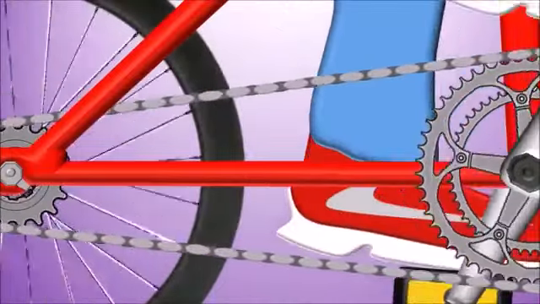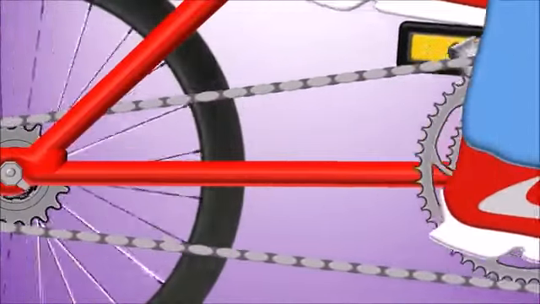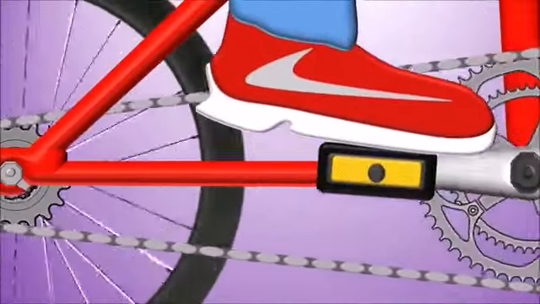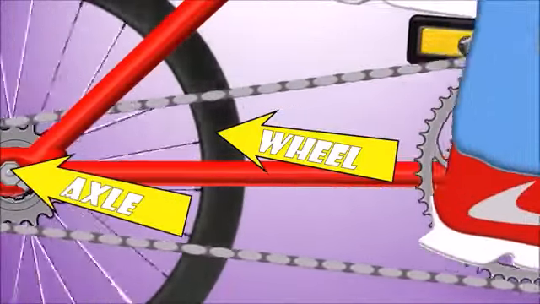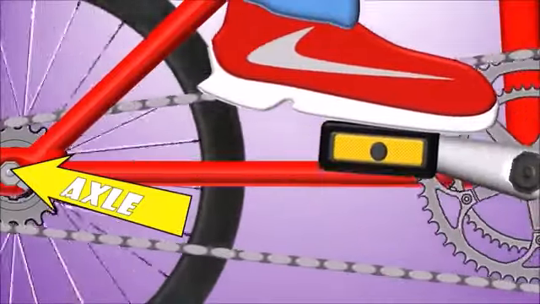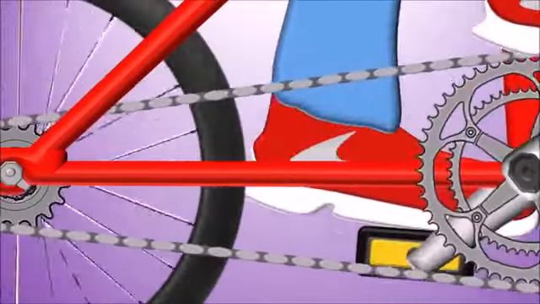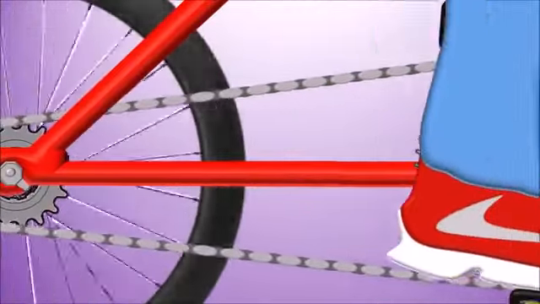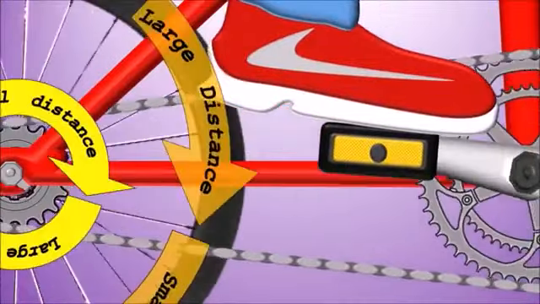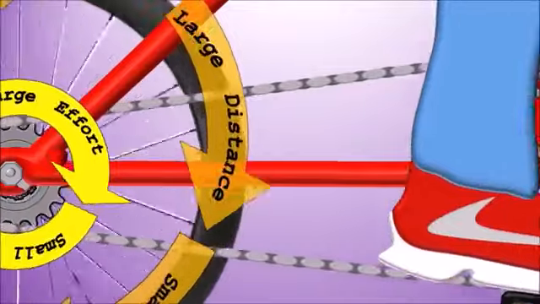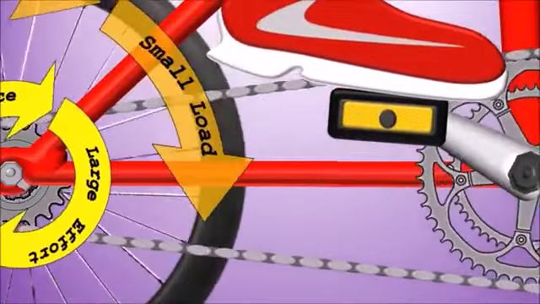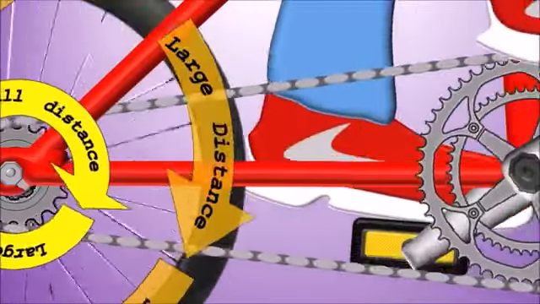The mechanical advantage of a wheel and axle is equal to the radius of the wheel divided by the radius of the axle. Usually in a wheel and axle, the radius of the wheel is much bigger than the radius of the axle. So, the distance over which the effort is applied is greater than the distance of the load, which is placed at the axle.